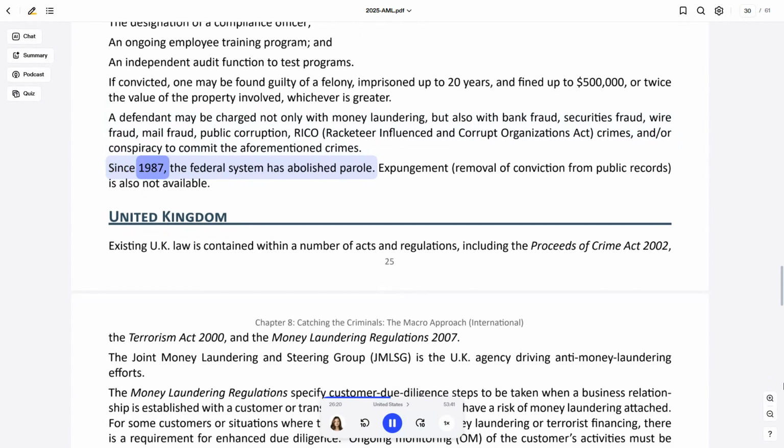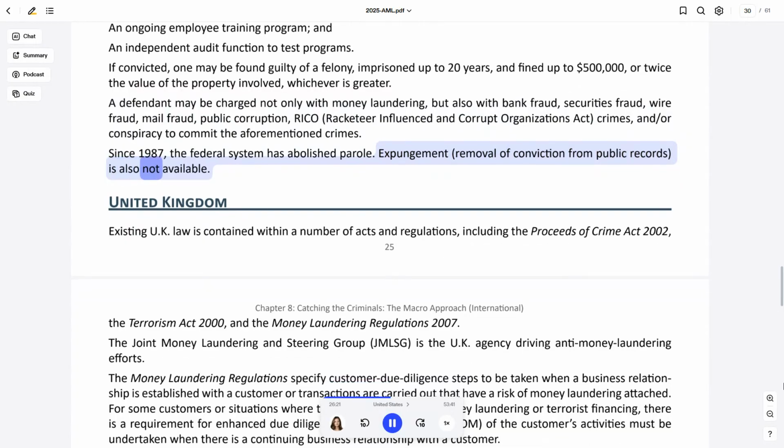Since 1987, the federal system has abolished parole. Expungement, the removal of a conviction from public records, is also not available.